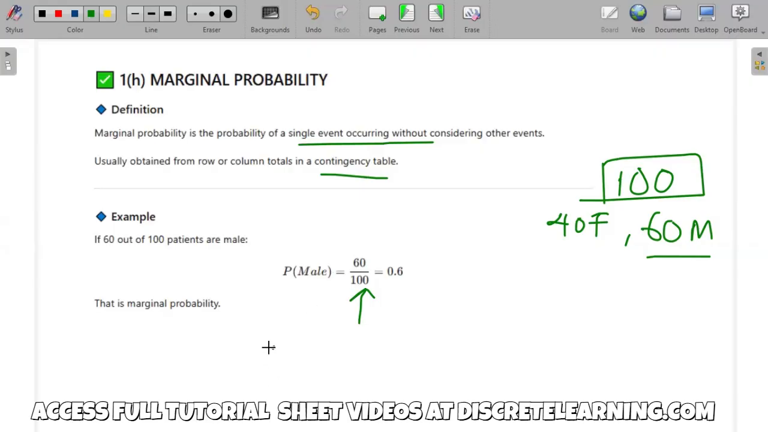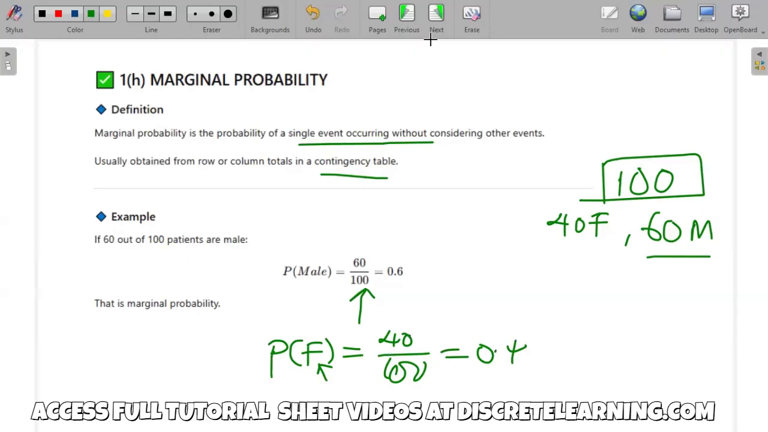If I also wanted, I could say probability of the female. And to find the probability of the female, I do not need the information about how many males there are. I just have to know how many females there are. There are 40, and then I divide by 100, I'll get 0.4. So I'm still able to get this probability without considering the males. That's what we mean by marginal probability.